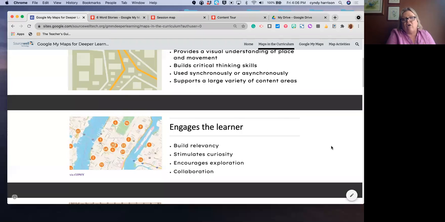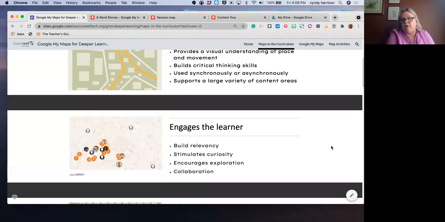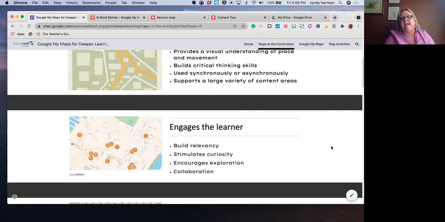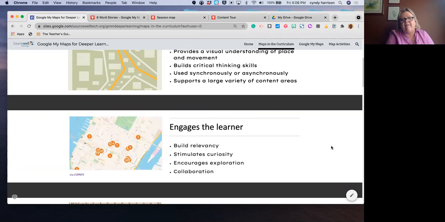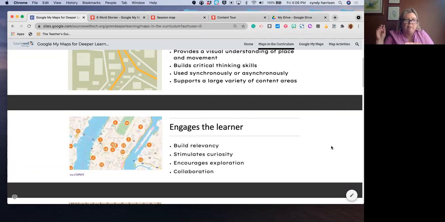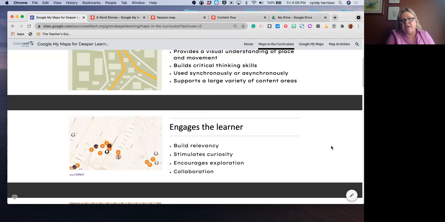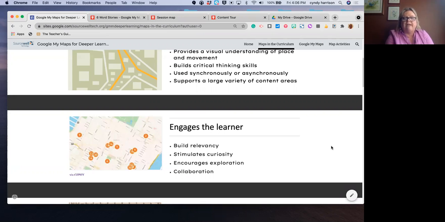Finding out where things are and where it is in relation to the learner really helps stimulate their curiosity. It encourages exploration, like, oh, we didn't know Canada was so close to Boston. It was just amazing what I found. And I was one of those teachers who would have a globe in my room and maps long before we went digital. But again, adding that collaboration aspect in Google My Maps is just really, really helpful.